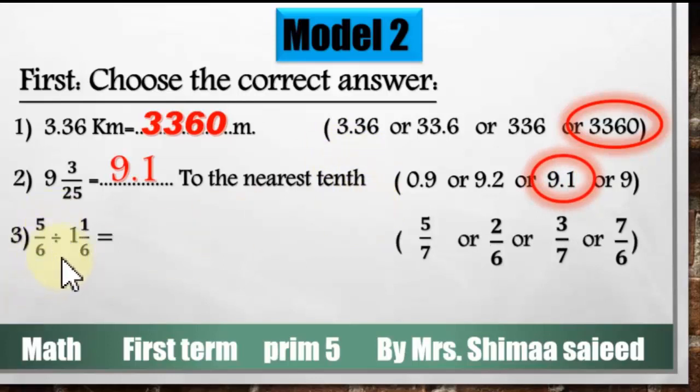5 over 6 divided by 1 and 1 over 6. We can convert it to 5 over 6 divided by 7 over 6. Then convert the division operation sign to a multiplication operation sign and get the reciprocal of 7/6, which is 6/7. Now the result in the simplest form equals 5/7.